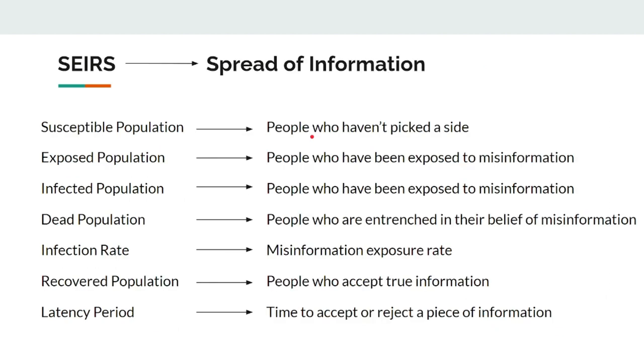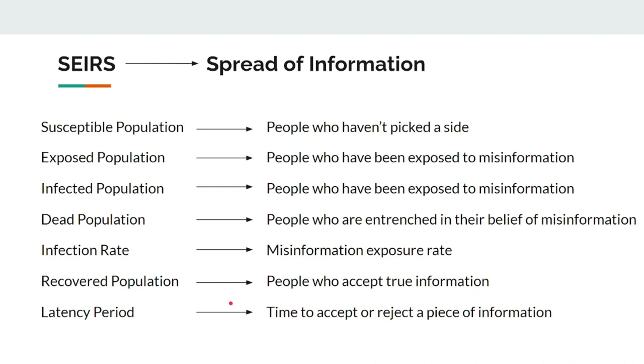We were then able to apply the SEIRS model to the spread of information, where, for example, as you can see, the susceptible population in our model would represent people who haven't picked a side to stand on with respect to an issue. The exposed population and the infected population were both represented by people who have been exposed to misinformation. A dead population are represented by people who are entrenched in their belief of misinformation. An infection rate is represented by misinformation exposure rate. Recovered populations are people who accept the true information, and the latency period is the time to accept or reject a piece of information.